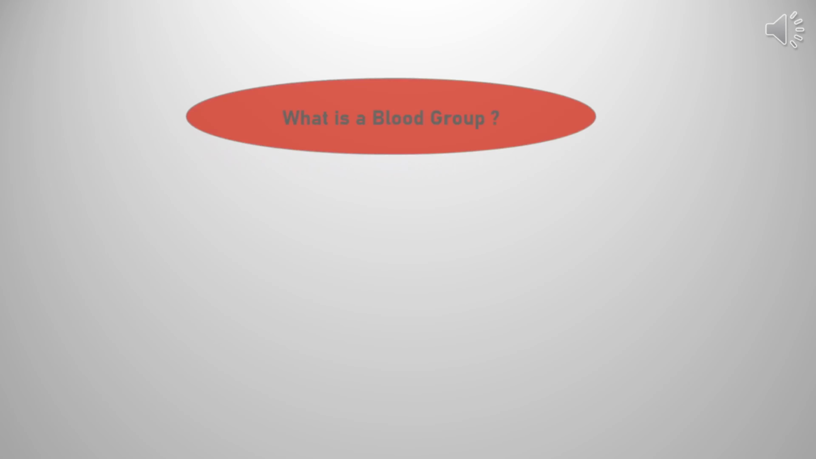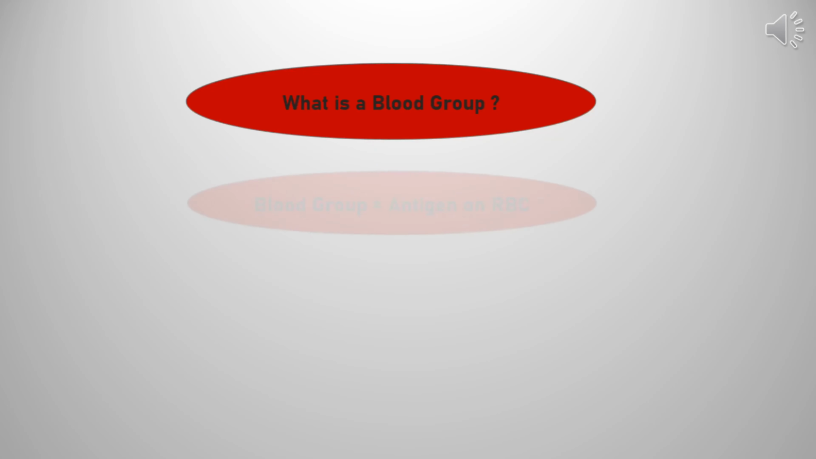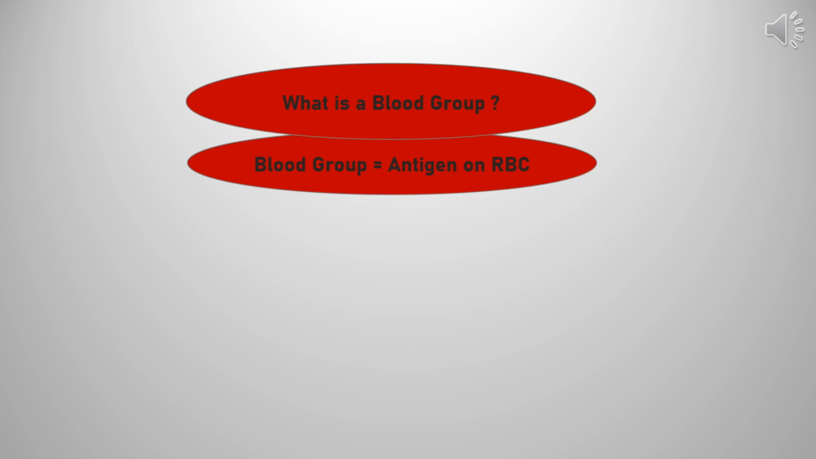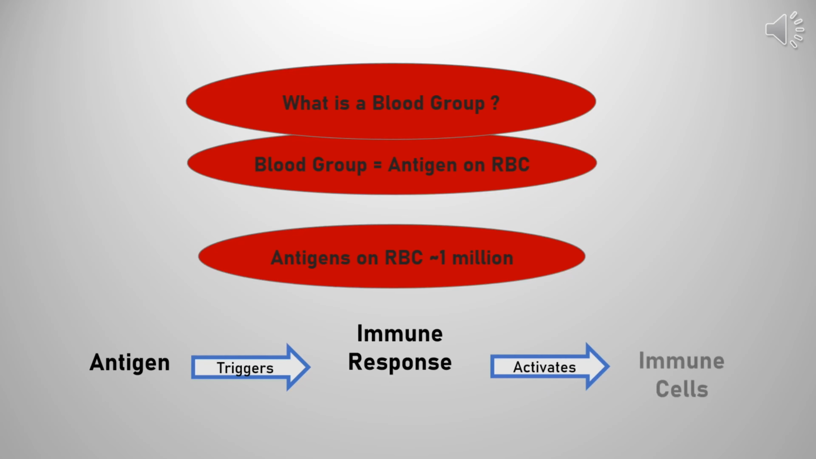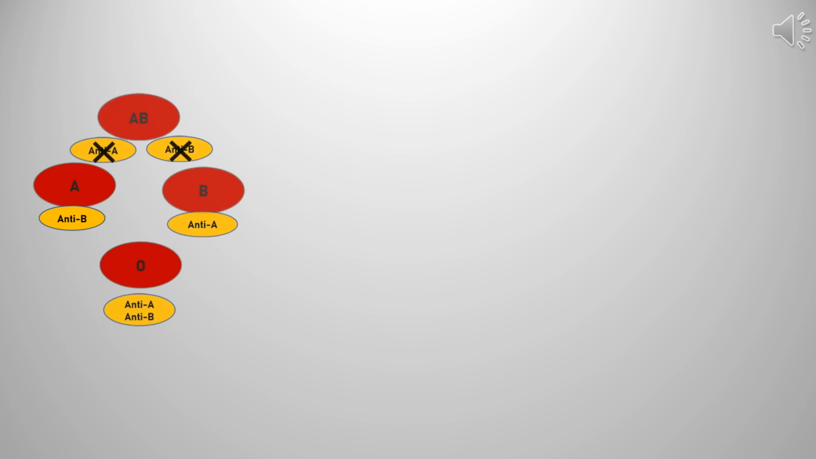But what exactly is a blood group? Antigens expressed on the RBC determine an individual's blood group. The membrane of each RBC contains millions of antigens. An antigen is any substance that triggers an immune response in the body and brings the immune cells in action. The immune system produces antibodies that are present in the plasma against whichever blood group antigens are not found on the individual's RBCs. For example, individuals with blood group A will have anti-B antibodies in their plasma. Individuals with blood group O will have no antibody, so on and so forth.